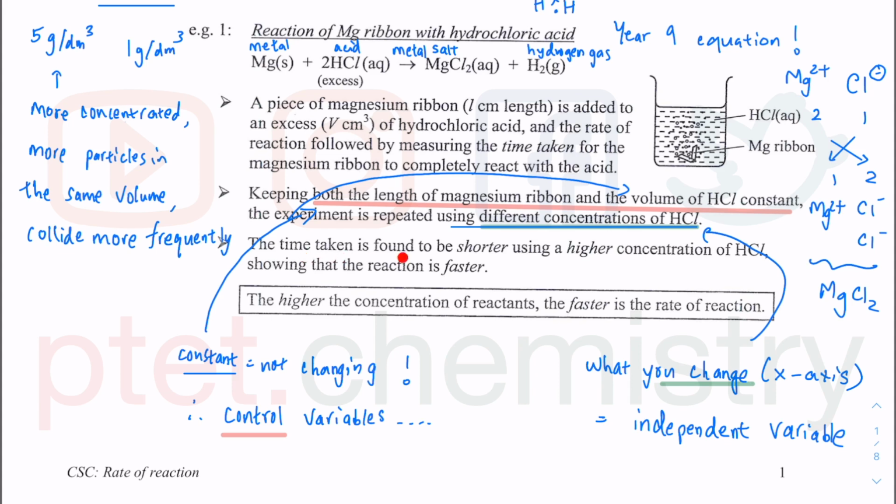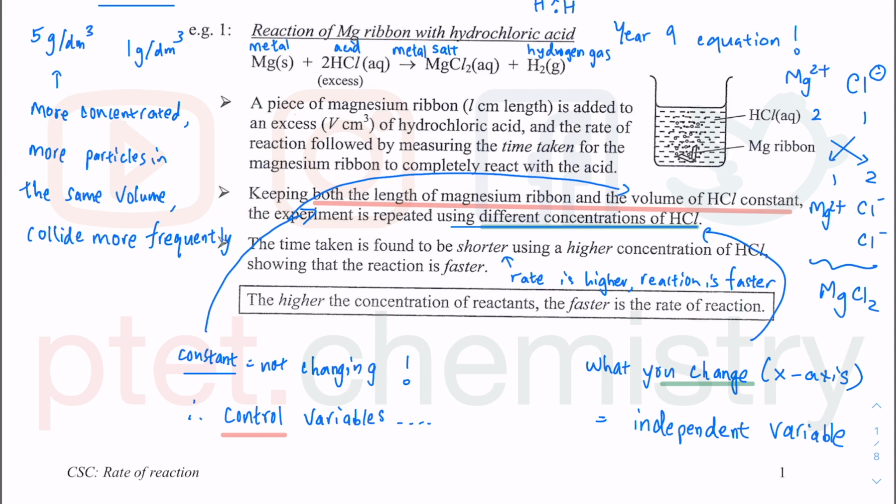The time taken is found to be shorter. That is because the reaction is faster. The rate is higher. If your reaction takes place at a faster rate, then the rate is going to be much higher. That's because the concentration is much higher. Therefore, you get more particles in the same volume. They collide more frequently. The rate is higher. The higher the concentration, the faster is the rate of reaction.